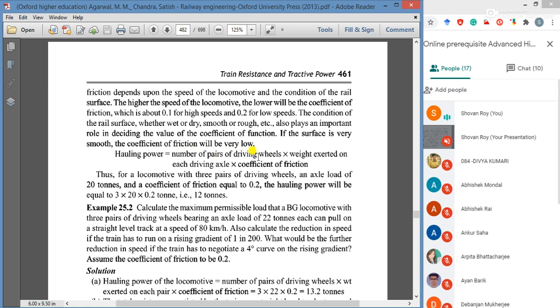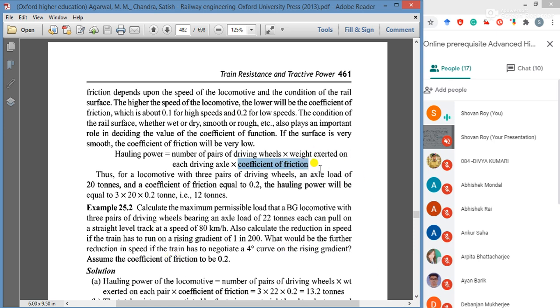So the number of pairs of driving wheels is important, and the weight exerted on each driving axle is important. Number, weight, coefficient of friction. The coefficient of friction is about 0.1 for high speed trains and 0.2 for low speeds. So we can put 0.2 or 0.1. If you put 0.2 for every case, no problem.